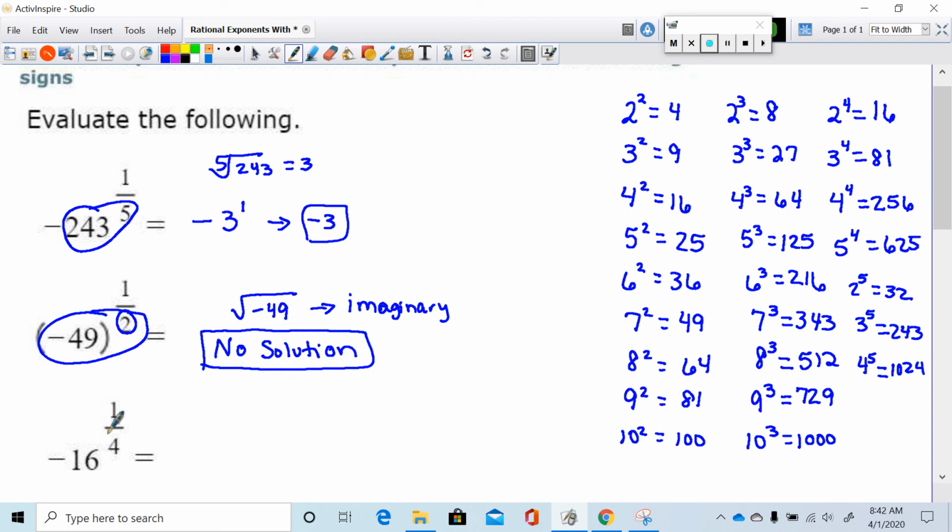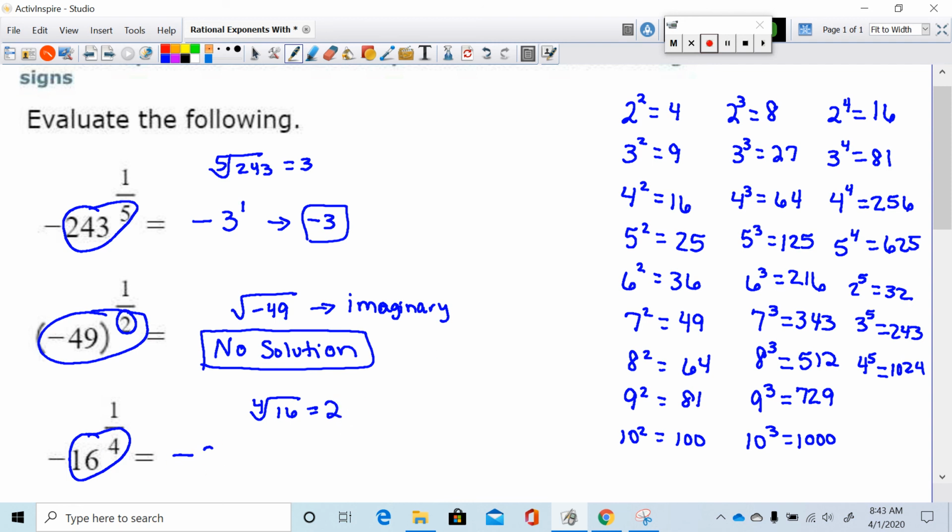The next one, the negative is not in the parentheses, so you are going to have a solution, and it's going to be negative. So the negative is going to go out front. So the only thing that has the denominator is the 16, not the negative, because the negative is not in parentheses. So this literally means the fourth root of 16. So I'm going to go to my list of where the exponents are 4 and look for 16. Right here it is. Go out front of the equal sign. Whatever's out front is your answer. So that's a 2. So the fourth root of 16 is 2.